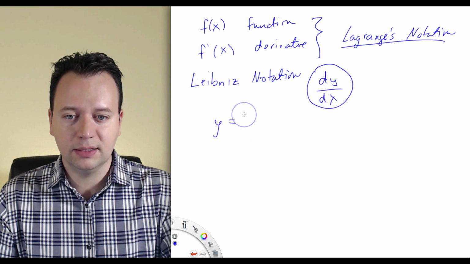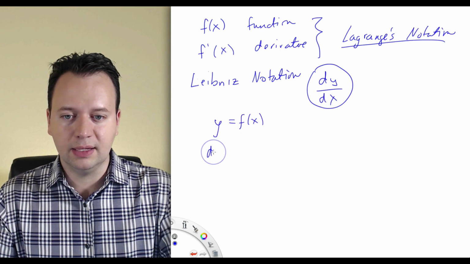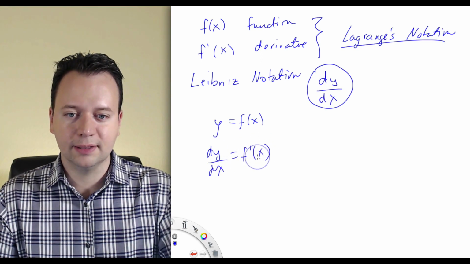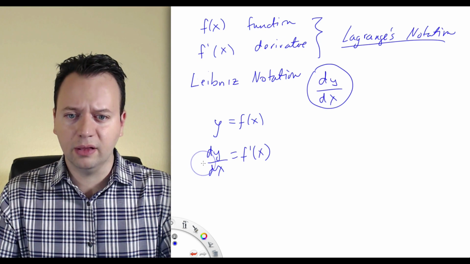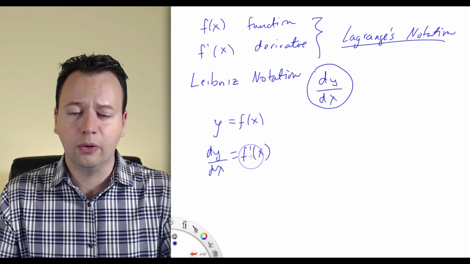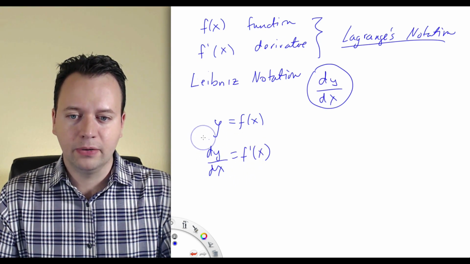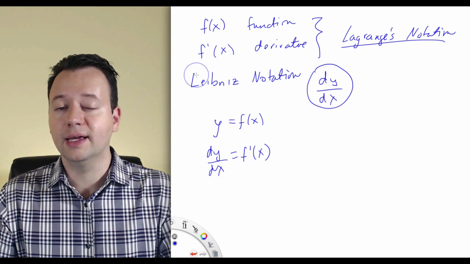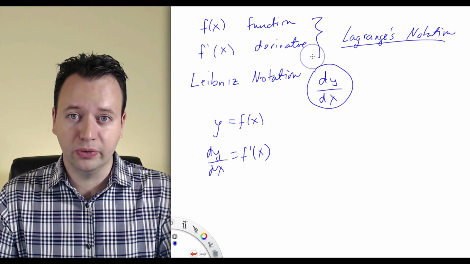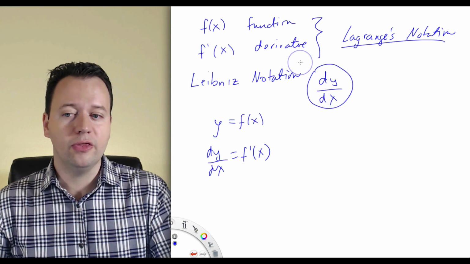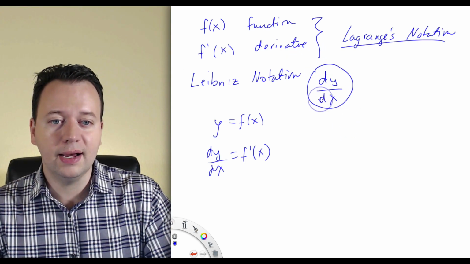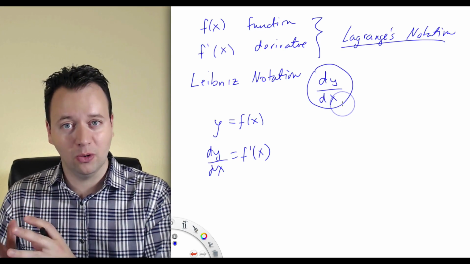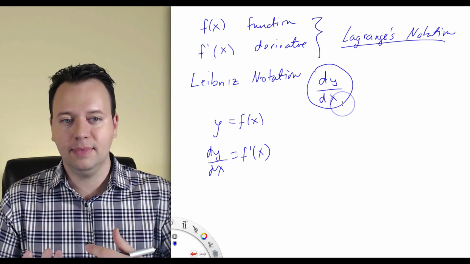We can say y is equal to f of x, then we can say dy dx is equal to f prime of x. So this would be the Leibniz notation on the left, Lagrange notation on the right. If you see dy dx, it simply represents the derivative, just like f prime of x represents the derivative. It's the same thing. One thing to be aware of is that dy dx itself should be treated as its own unit or its own symbol. So you can't cancel out the d's.